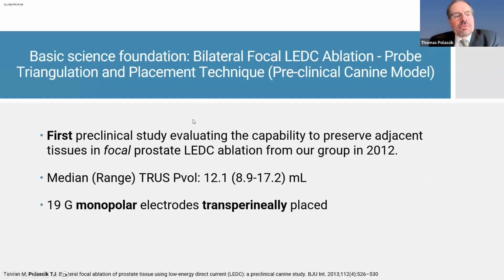So we did the first preclinical trial. This was at a time when the FDA required that we do some studies in animals first to make sure that it was safe. We did a triangulation technique. We did this study in Wisconsin. The goal was a safety study to not only have efficacy of ablation, but make sure that nothing else was injured. You can see these canine prostates were very small, 12 cc's. We did it just like we do in humans, transperineally.